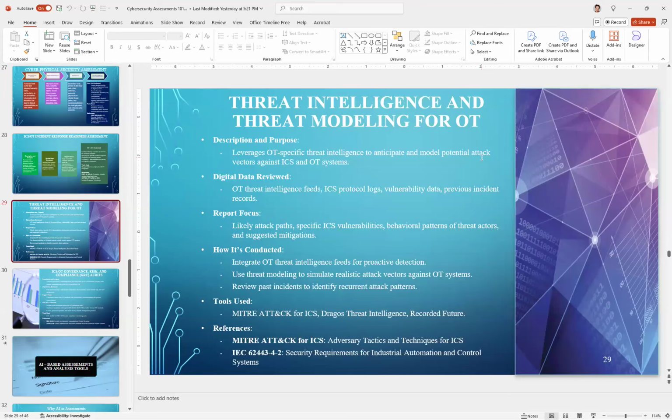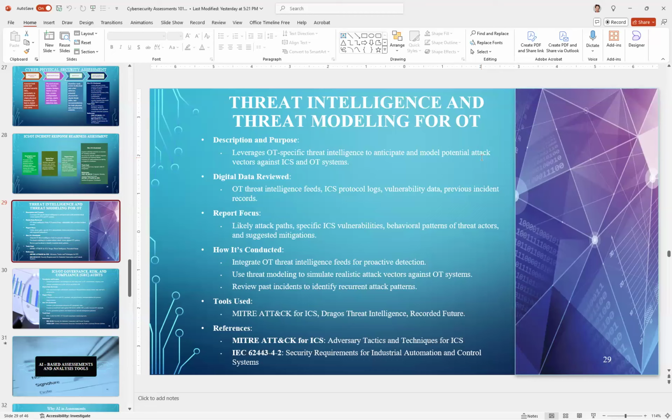Your threat intelligence and threat modeling for OT actually leverages OT threats that are specific in nature and anticipates and models potential attack vectors against ICS and OT systems. The data reviewed are the OT threat intelligence feeds, the ICS protocol logs, the vulnerability data, and previous incident records. And the report includes any likely attack paths, specific ICS vulnerabilities, behavioral patterns of threat actors, and suggested mitigations.